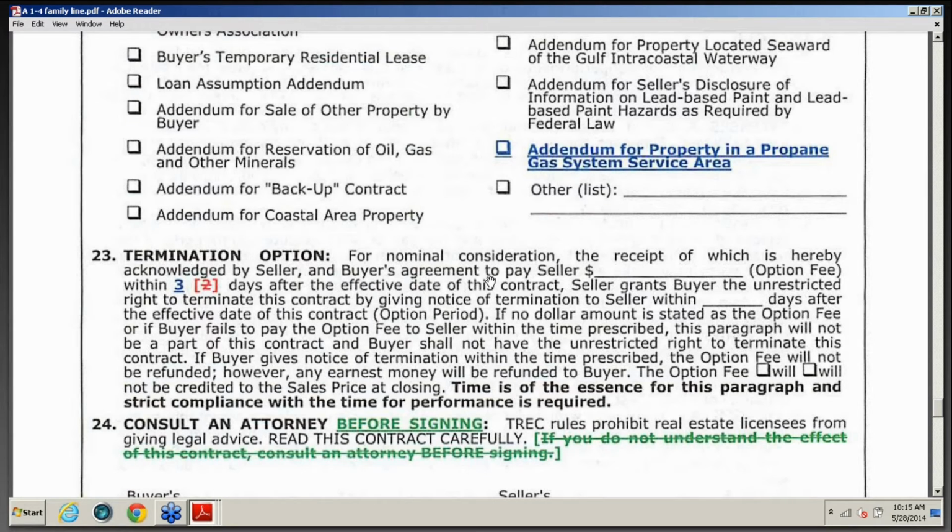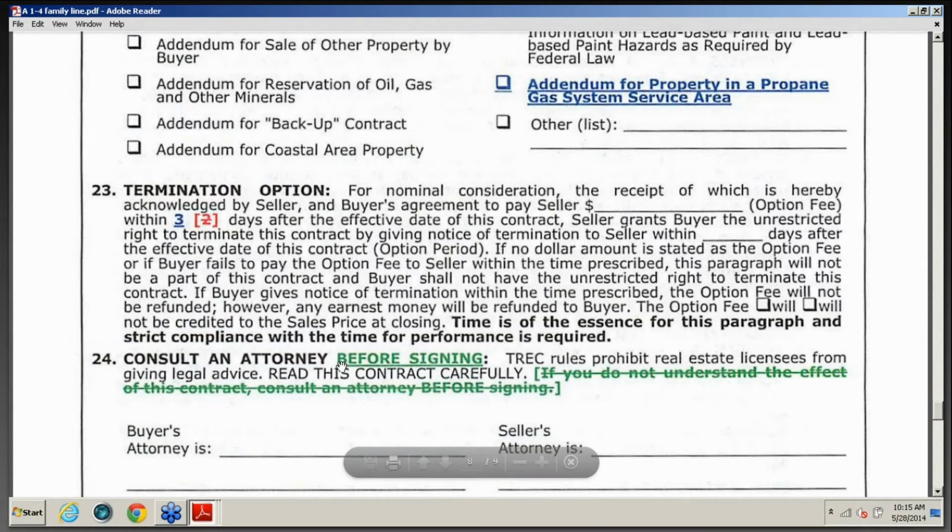Now, paragraph 24. The only addition they add is they just put before signing. And of course, you know, TREC requires that we let them know they have the right to consult an attorney. So consequently, they just said before signing, if you want to consult an attorney, you can. It doesn't say if you do not understand, you know, you need to consult an attorney. They mark that off.